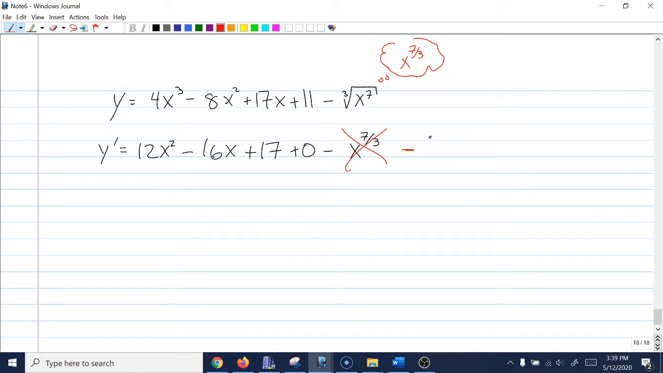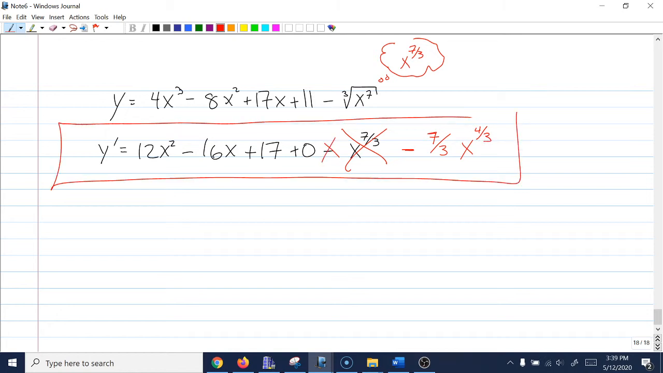The derivative is minus 7/3 x to the 7/3 minus 1. 7 minus 3 is 4. My new exponent is 4/3. So this is y prime. Keep in mind whether you are taking the derivative now or you're going to take the derivative later.